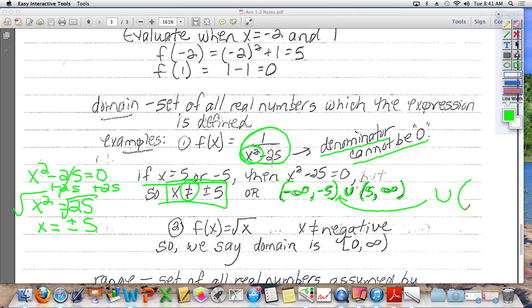It doesn't include negative 5, so I'm going to put a parenthesis there. Negative 5. It goes all the way to what? 5. Very nice. Finish your parenthesis there. There's a break at 5. So I'm going to put in, well, here's my other U right here. The other U is already there.